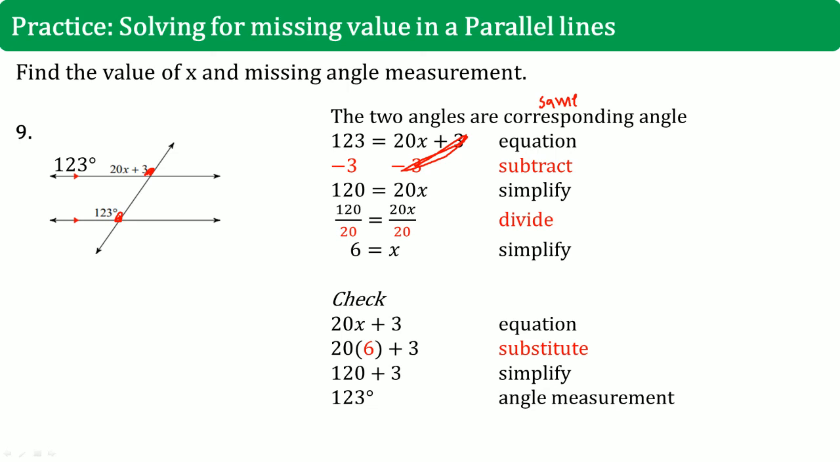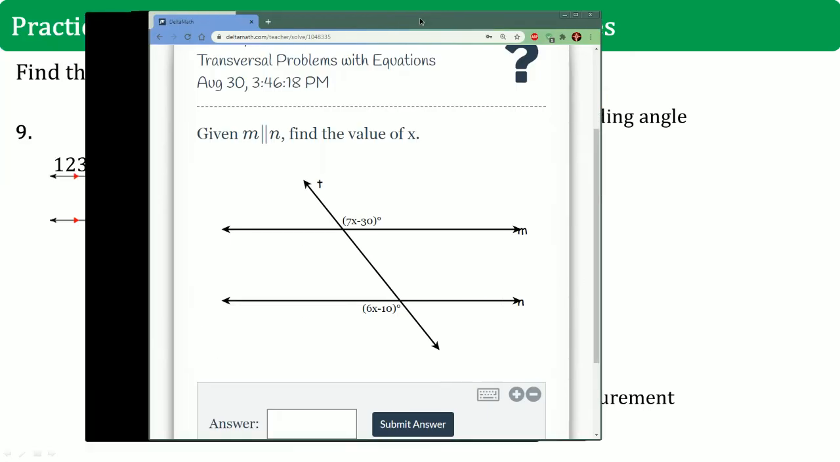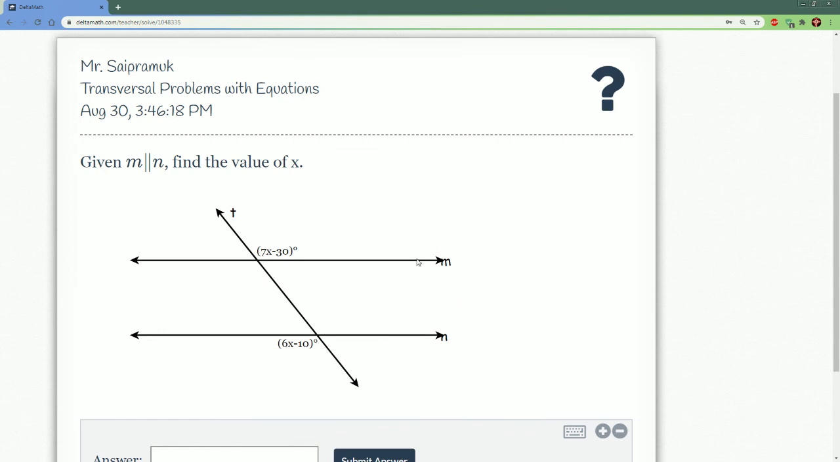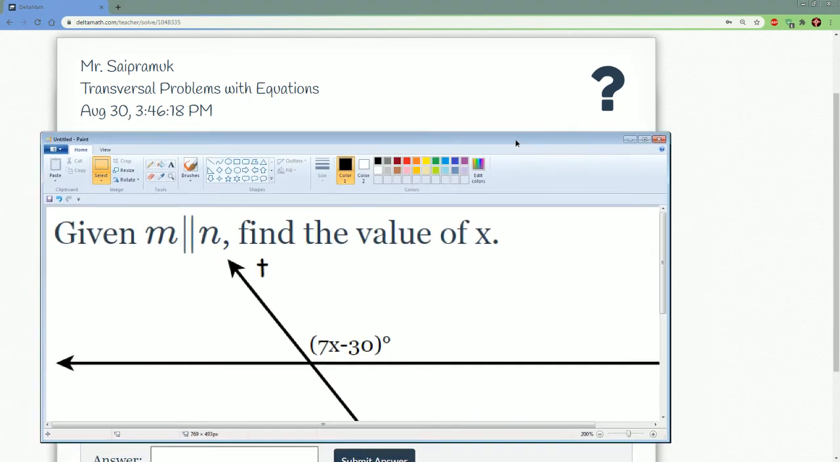There you go. That is how you solve for the missing values as well as the angles within parallel lines. If we take a look here at Delta Math, this is a typical problem for you to work on. It says, given that lines M and N are parallel, find the value of x. In this case, they're just asking for x.